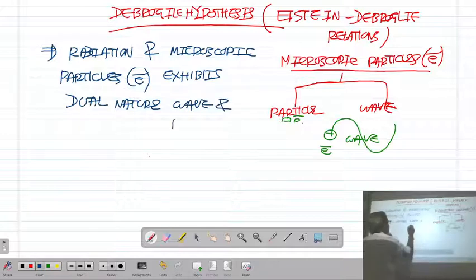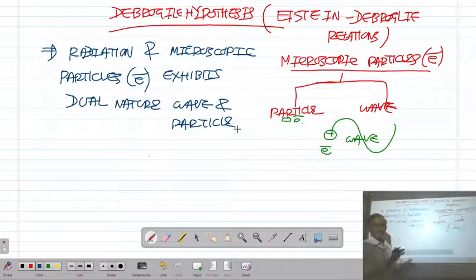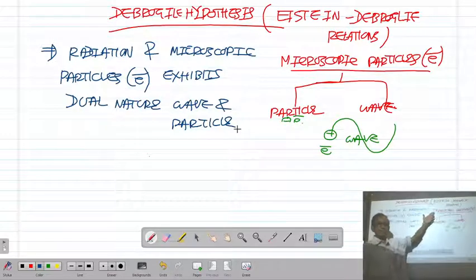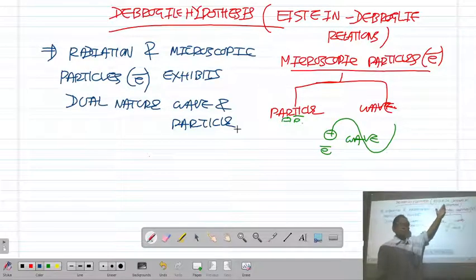Wave and particle. This is the de Broglie hypothesis that radiation... Generally you consider light as a radiation. Radiation means light, and a microscopic particle like an electron exhibits dual nature, wave nature and particle nature. So radiation and microscopic particles like electron, proton, neutron exhibit dual nature.